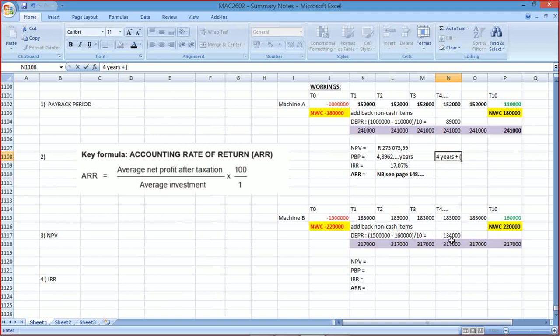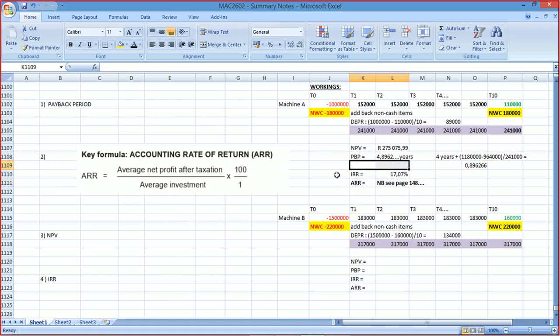How much do I have after 4 years? 964. And how much do I want? I want 118,000. So 118,000 minus 964, close brackets, divided by how much I have in the last year, 241. That gives you the right answer. This bit over there, as a decimal, is 0.8962. That's if you had to do it manually. Makes sense?